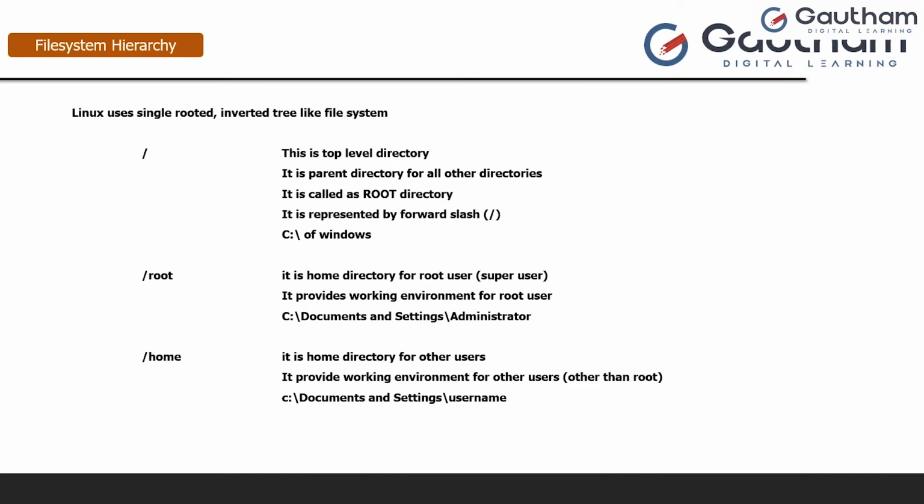So where are the home directories kept for all the normal users? See, all normal users' home directories are kept in slash home. For example, you have a user called Steve. So there will be a directory in home with the name Steve. Suppose you have a user called Raghu, so you will find slash home slash Raghu.